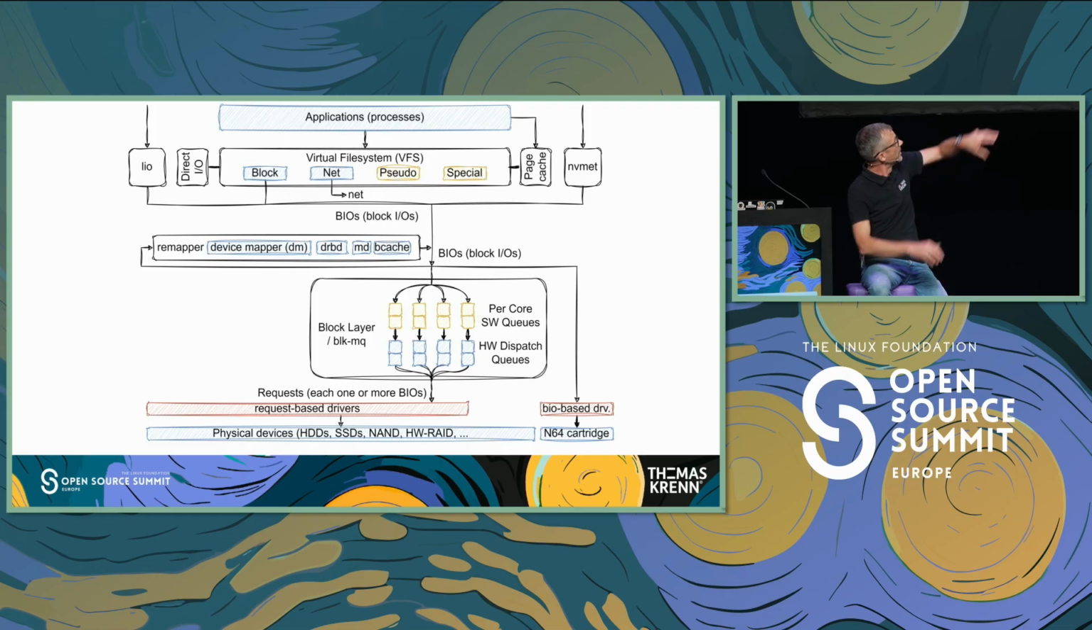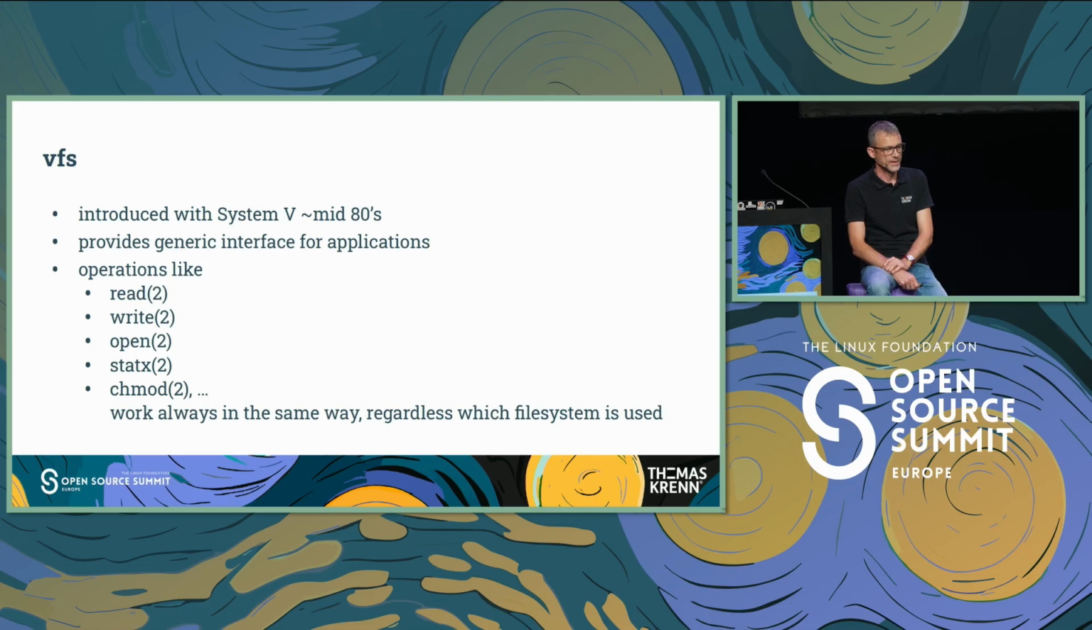And then we are going below down with block IOs, and this is the point where we can attach to the device mapper targets. And you can see we can stack them up together, go a little amount of rounds in there before we hit then the block layer and the multi-queue stuff and going down to the request-based drivers and the physical devices. So just to get an idea where the device mapper is located. Regarding the virtual file system, it's been around for a long while.